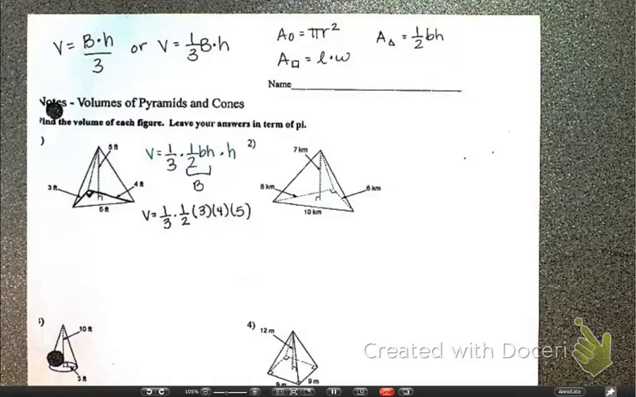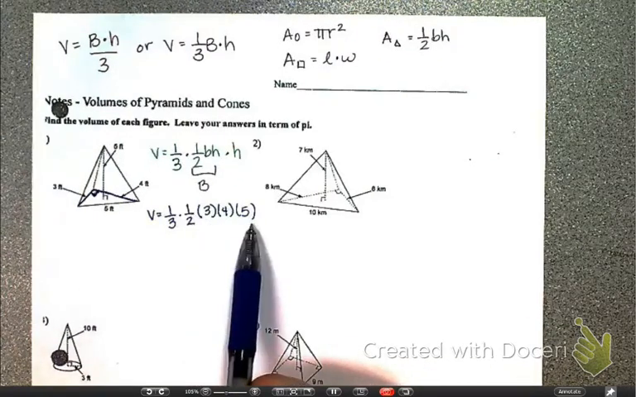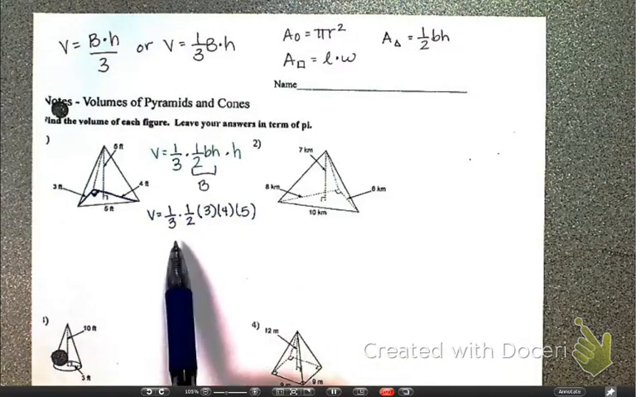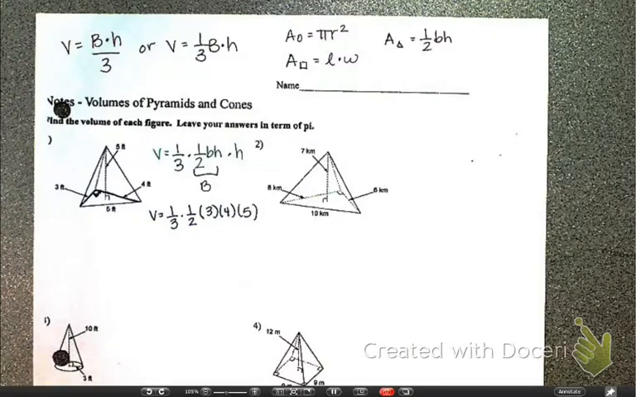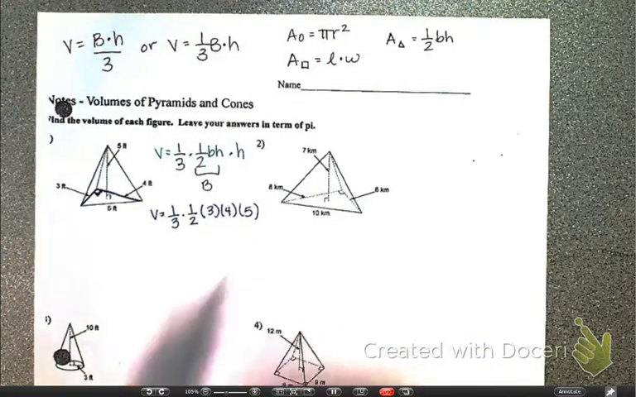How do we solve that? So we're going to multiply 3 times 4 times 5. And what do you think we're going to divide by? 3 and then 2, which is 6. So 3 times 4 times 5 divided by 6.